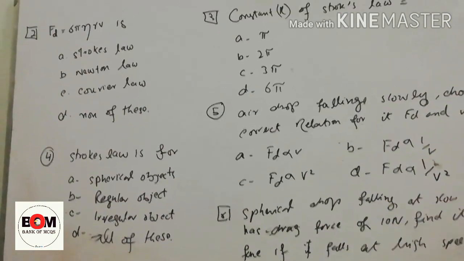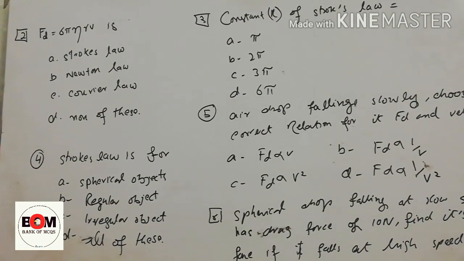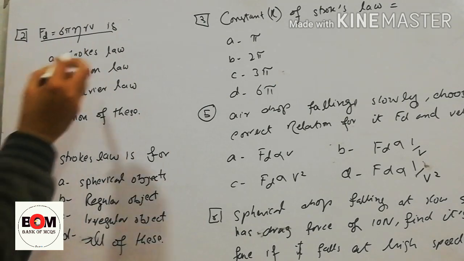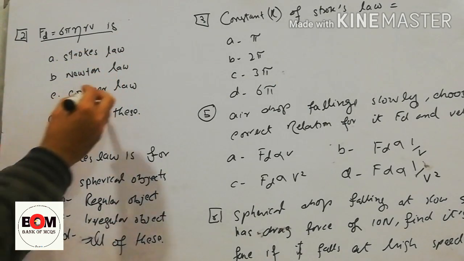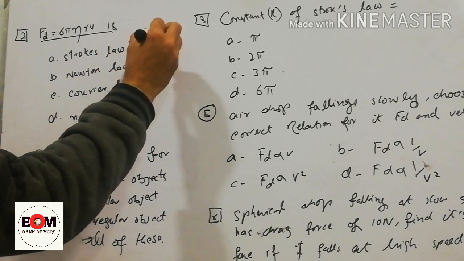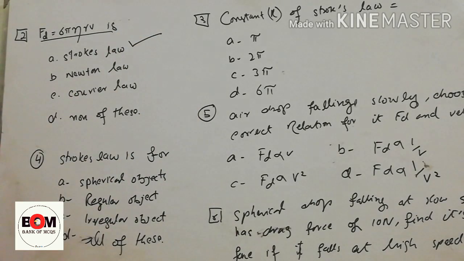MCQ number two: Fd is equal to 6 pi eta rv is Stokes law, Newton's law, Courier law, or none of these. So we know that Fd is equal to 6 pi eta rv is Stokes law.